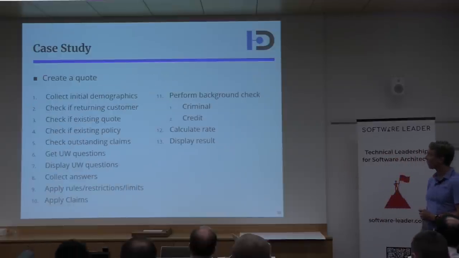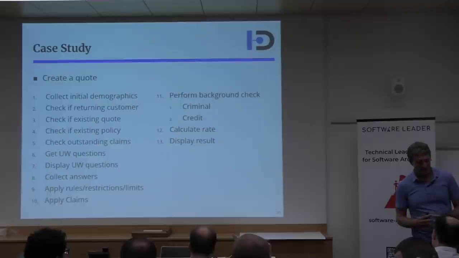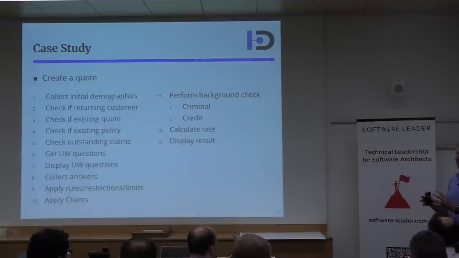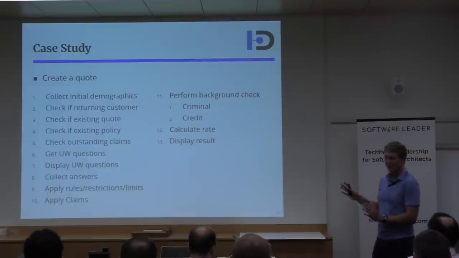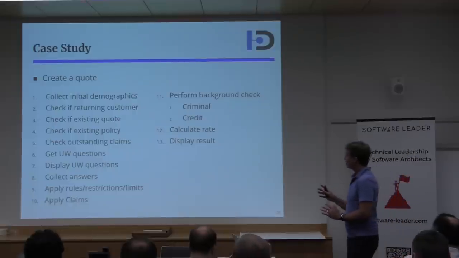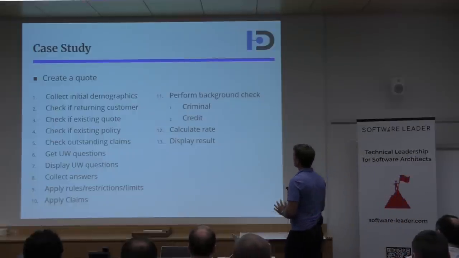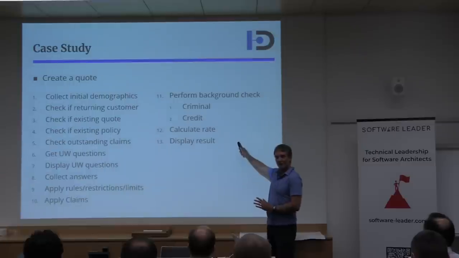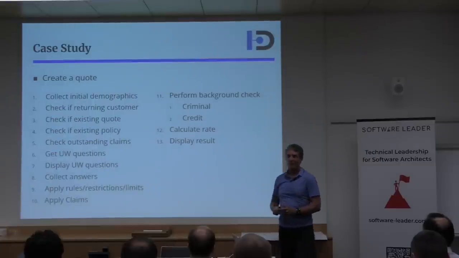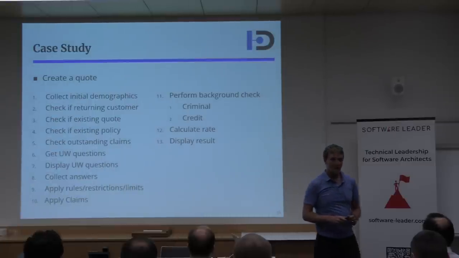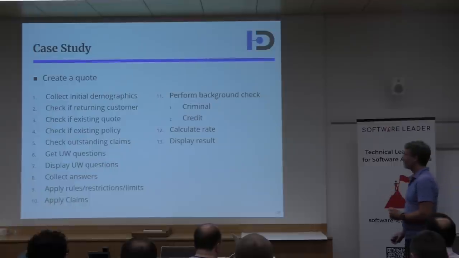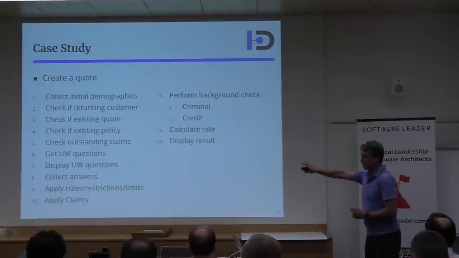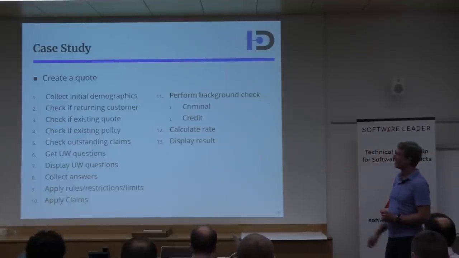We're just going to look at one: create a quote. And as I mentioned in the beginning, we're going to attenuate this for brevity because it goes much further beyond this. Including in the United States now, during a background check, what else do you think they had to check? Homeland Security blacklist. It just keeps going from there. So we're just going to focus on this set of 13 steps.